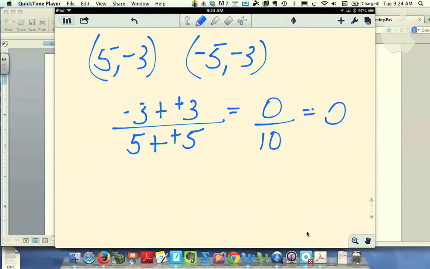The y's are the same, which means if I were to graph it, this would be a horizontal line. A horizontal line has a slope of 0.